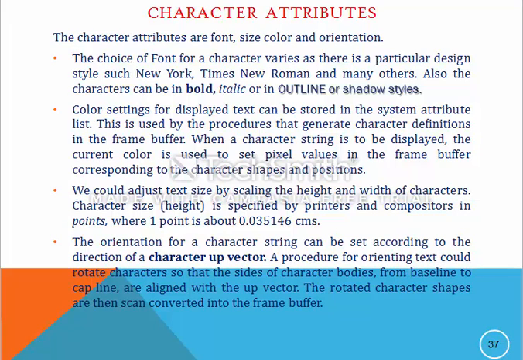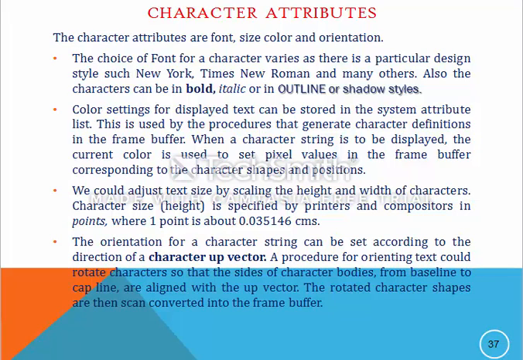Next, character attributes. The character attributes are generally considered to be the font, size, color, and orientation. The choice of font for a character varies as there is a particular design style, such as New York, Times New Roman, Cambria, Calibri, etc. Also, the characters can be in bold, italic, or any shadow styles. The color settings for displayed text can be stored in the system attribute list. This is used by the procedures that generate character definitions in the frame buffer.